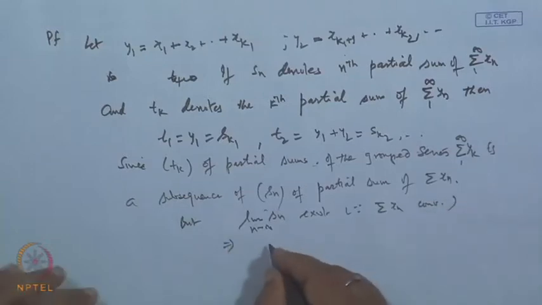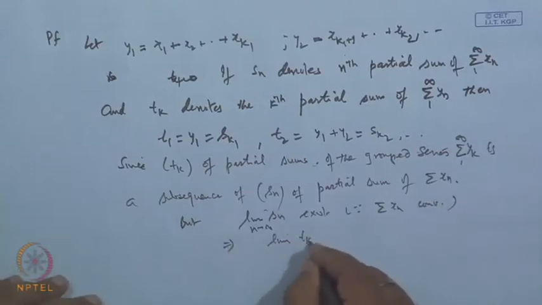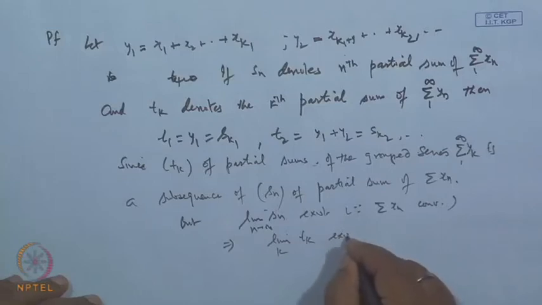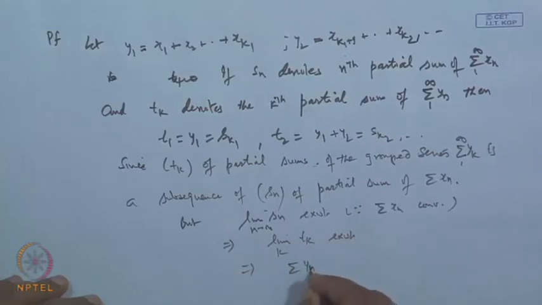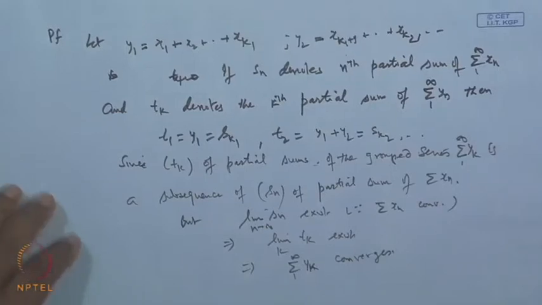Therefore, this implies the limit of T_k over k will exist, and hence the series sigma y_k by k, k from 1 to infinity, converges, and that is the proof for it.